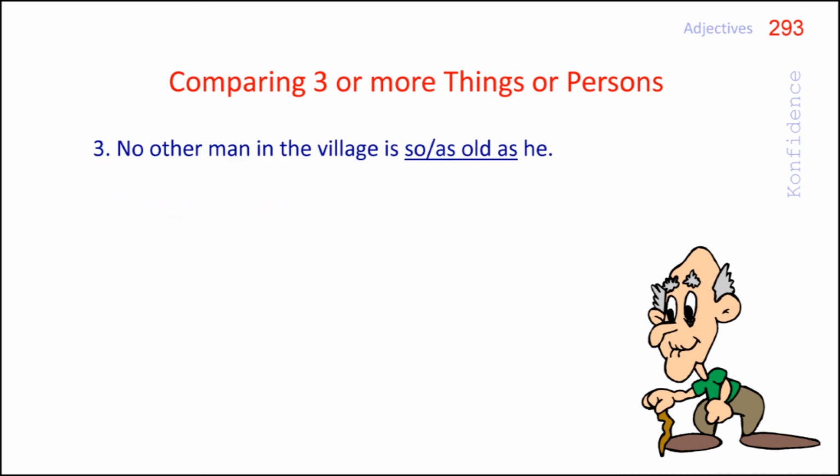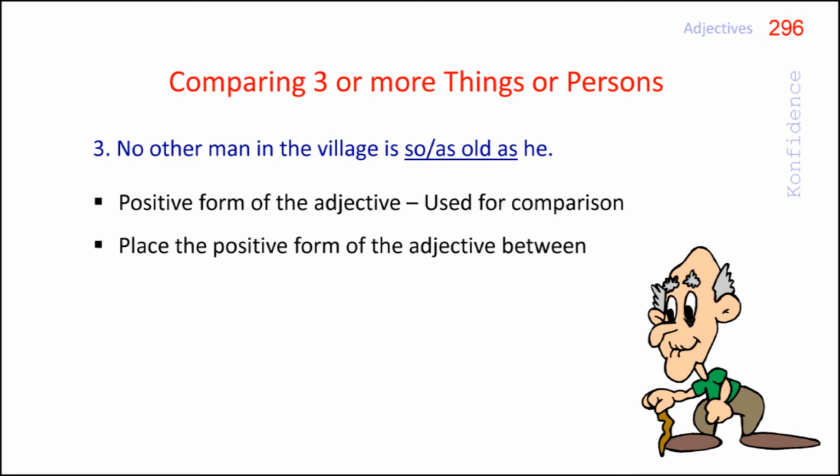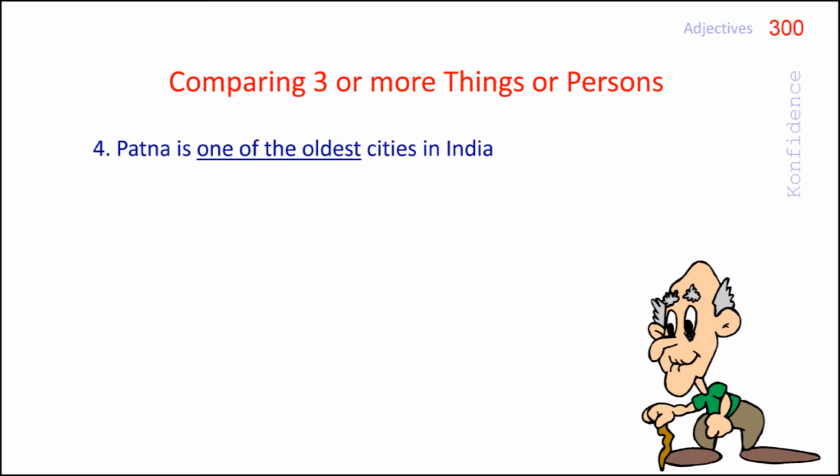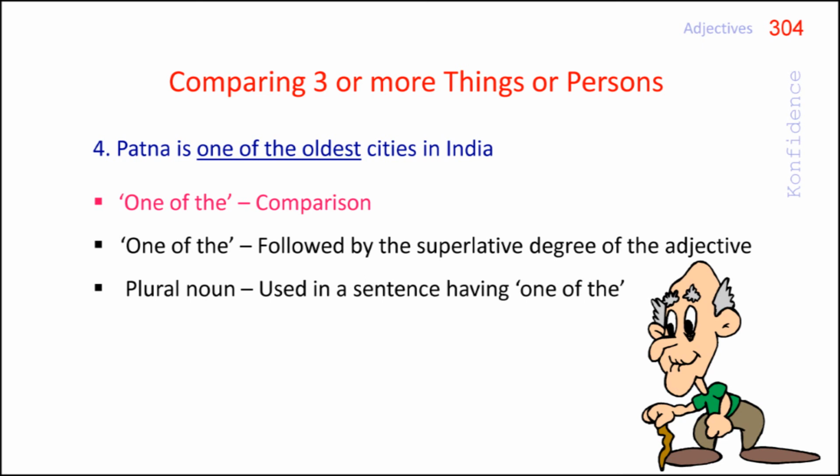In the third sentence, the positive form of the adjective is used for comparison. We must place the positive form of the adjective between as and as or so and as. Another type of comparison can be seen in the fourth sentence. The usage of one of the serves this purpose. Remember, one of the is followed by the superlative degree of the adjective. Another point is, plural noun, here cities, is used in a sentence having one of the.